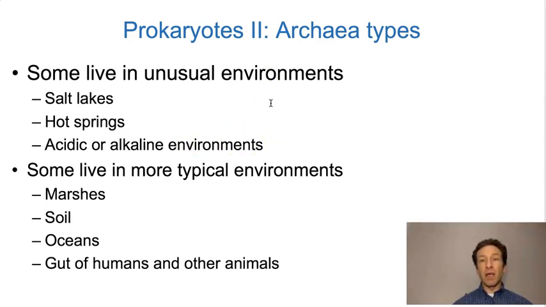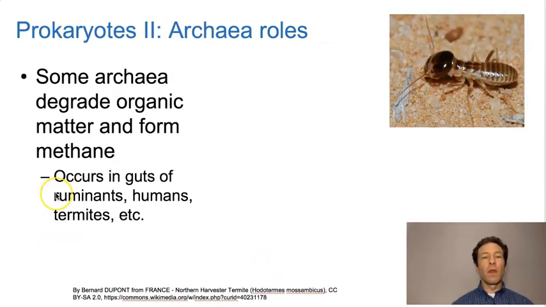However, there are also many Archaea that live in entirely normal environments. There are Archaea that live in marshes, in soil, in the oceans, and even in the guts of humans, as well as ruminants like cows and termites and probably most other animals. And they in fact play an important role in breaking down organic material. One role that a particular group of Archaea provides is breaking down organic matter and forming methane, or CH4.